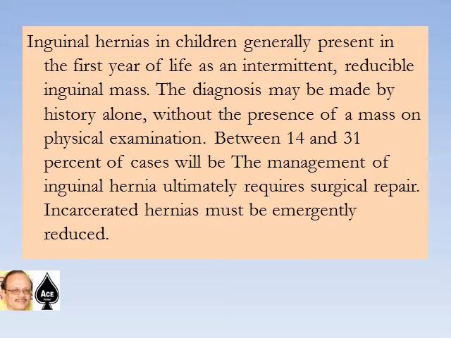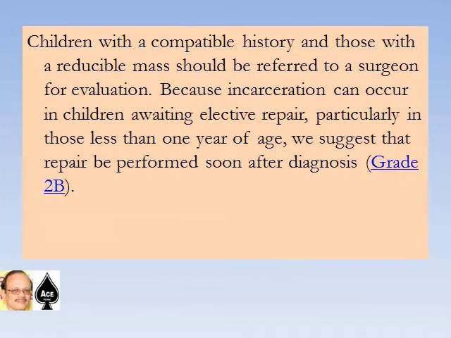Inguinal hernias in children generally present in the first year of life as an intermittent reducible inguinal mass. The diagnosis may be made by history alone without the presence of a mass on physical examination. Between 14 and 31% of cases, this will be a hernia. The management of inguinal hernia ultimately requires surgical repair. Incarcerated hernia must be emergently reduced. The presence of swelling is not needed to make a diagnosis of inguinal hernia, only the history is needed.